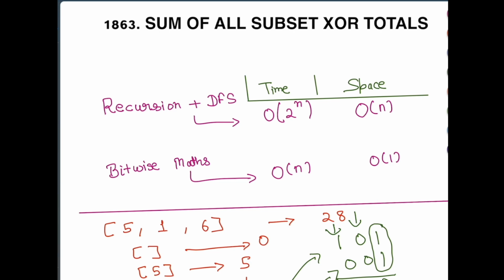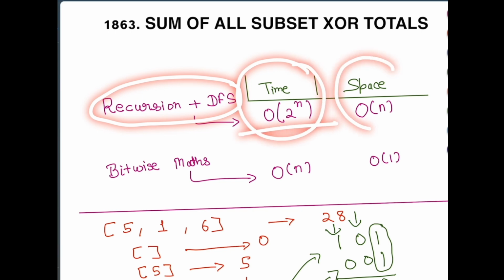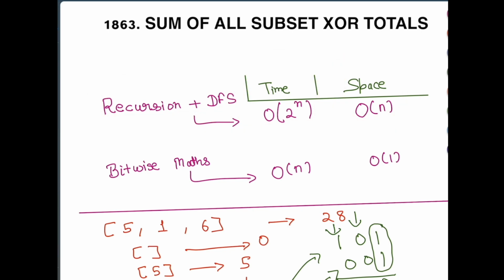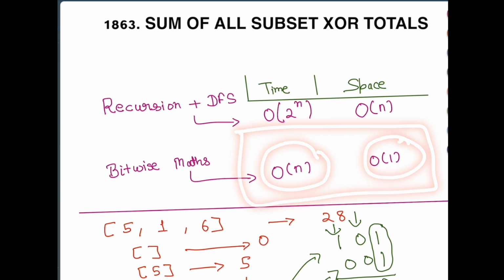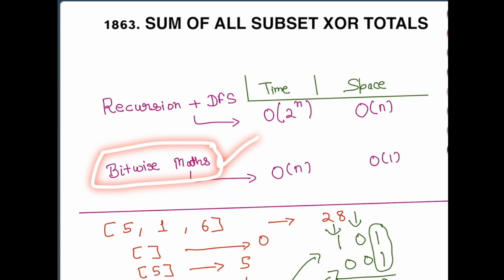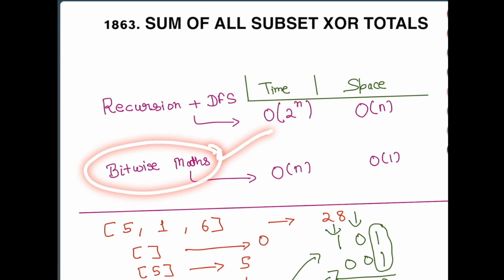To solve this particular problem, we are going to follow two approaches. First one is recursion plus DFS, and the time complexity of this is 2 to the power n, and the space complexity is going to be O of n. We have another approach, bitwise maths, or you can say the logic behind bitwise operations. And if we apply this, we are going to solve this in O of n time complexity and O of 1 space, which is really good, right? But honestly, coding this is very easy, but understanding this is very hard, whereas we can understand the first approach easily, but coding it is going to be hard.